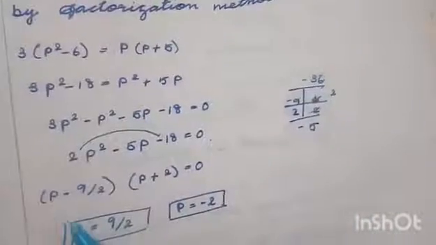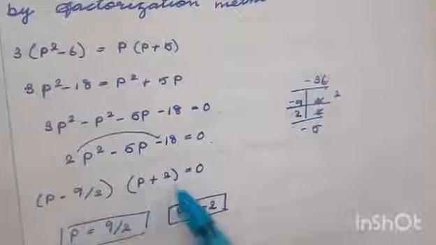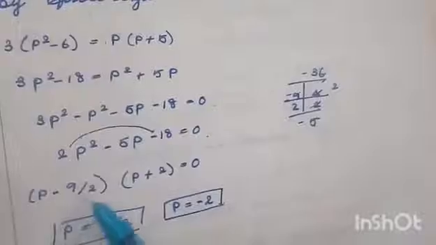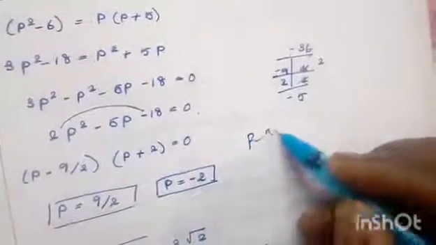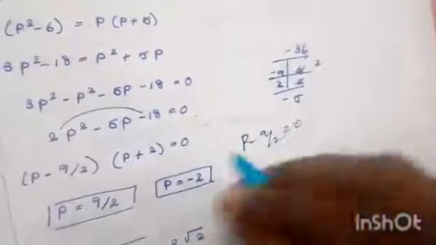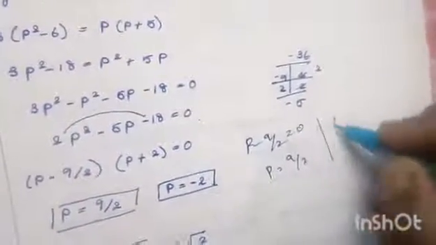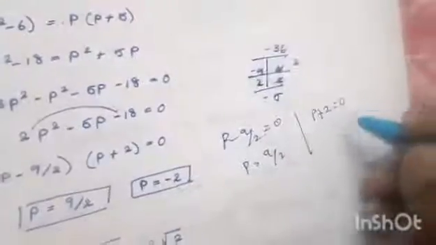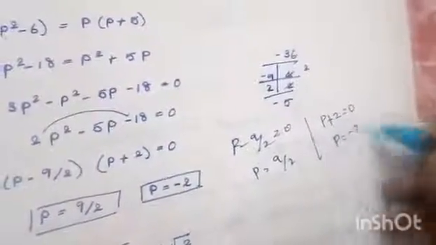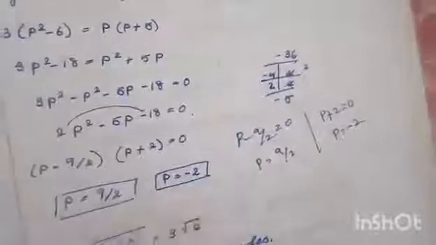So the factors are (p minus 9 by 2) into (p plus 2) equal to 0. So p minus 9 by 2 equal to 0, that is p is equal to 9 by 2. In the same way p plus 2 equal to 0, that is p equal to minus 2. Okay, these are the solutions.